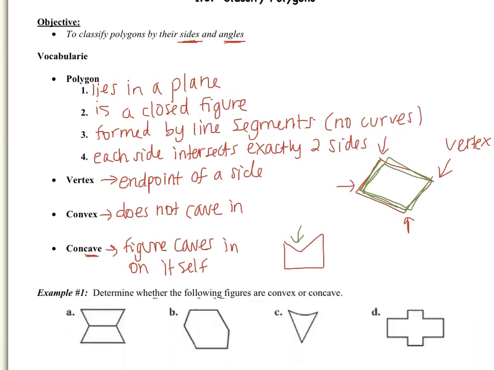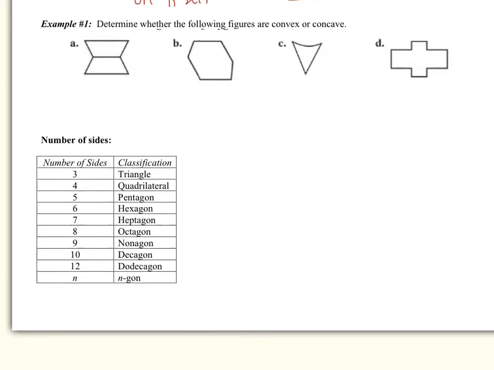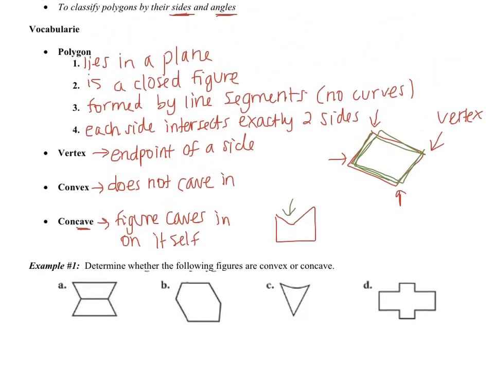Okay, so moving on to example 1. We are going to do A and B together, and then you're going to do C and D. So first it says, determine whether the following figures are convex or concave. In order to be convex or concave, the figure has to be a polygon. So let's look at A. Sorry, I'm going to move this one more time so hopefully we can see those properties.